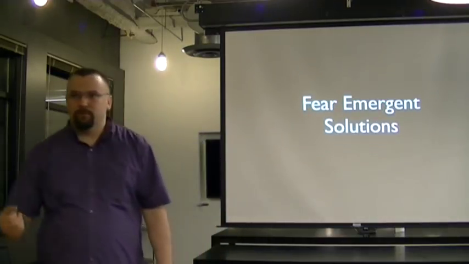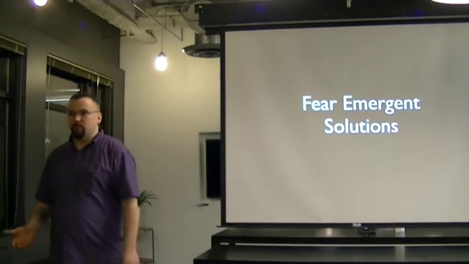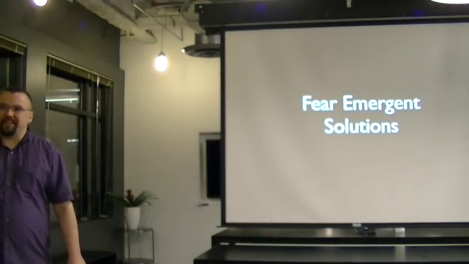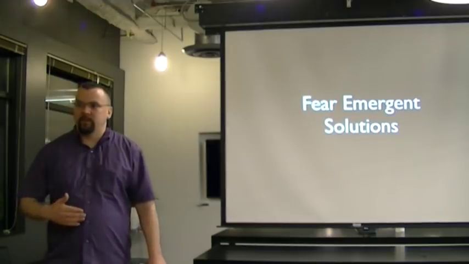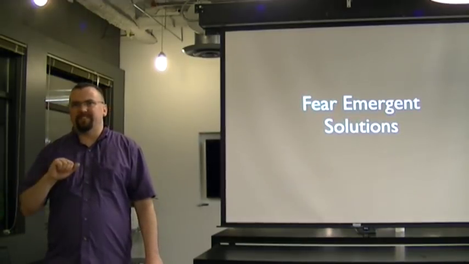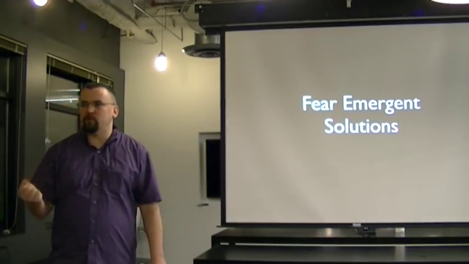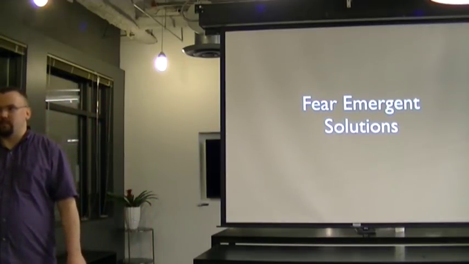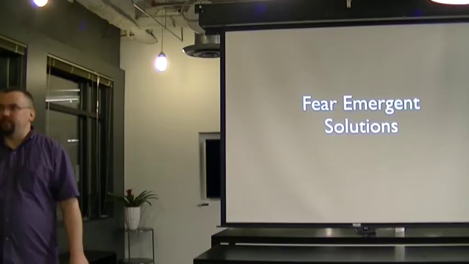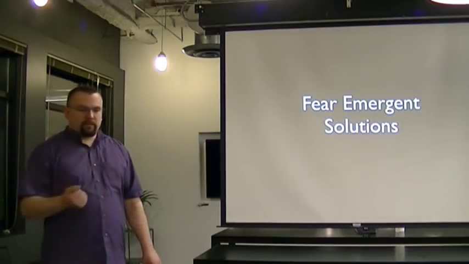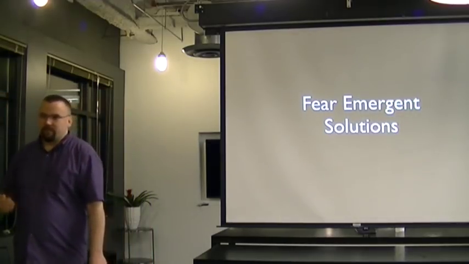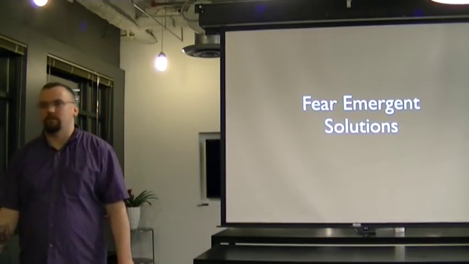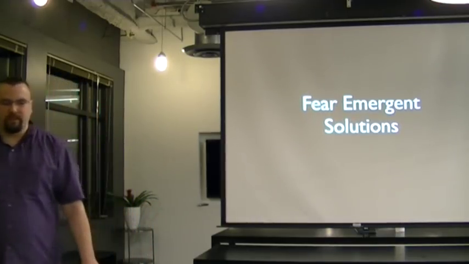Which ties into the fear of emergent solutions. If you want to do it poorly, fear emergent solutions. I think Agile and Lean tend to, well, it's a core part of Agile and Lean, the idea that emergent solutions can be very successful. And I don't know exactly the mechanism of this, but I feel like the distributed team even further encourages such things. I don't know how or why that works, but that's just been my experience.